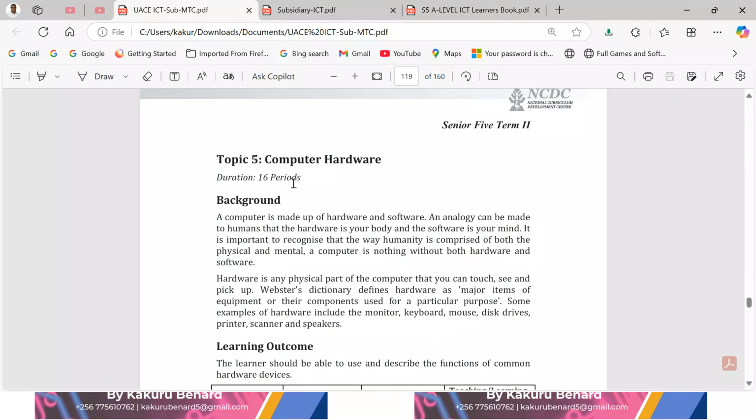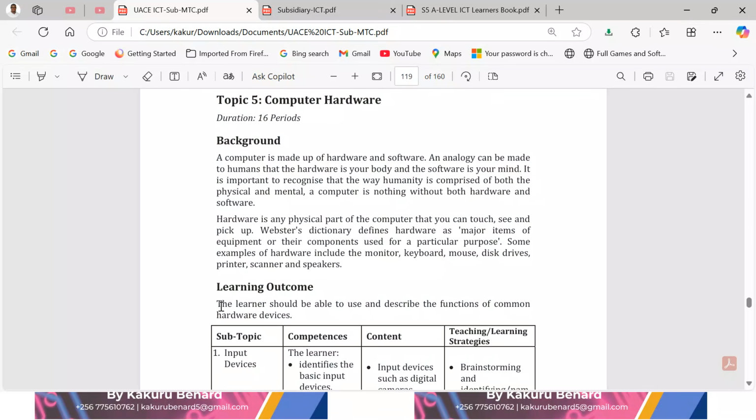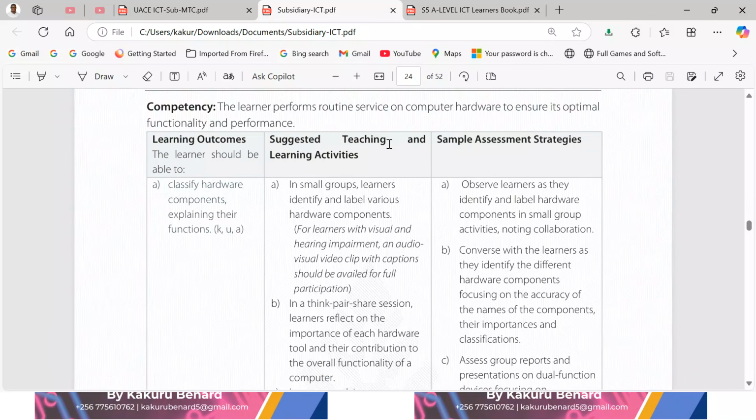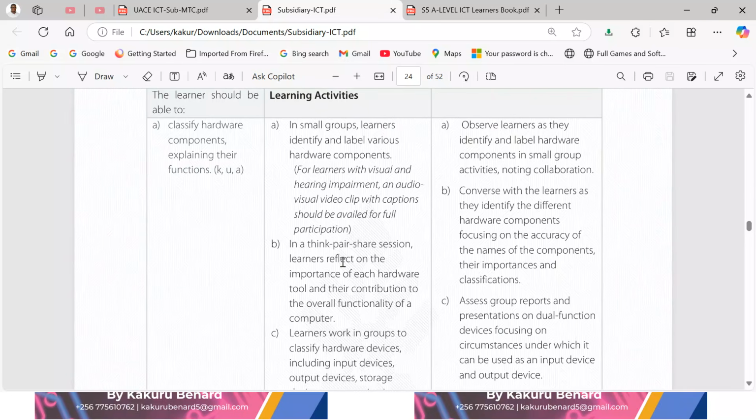When you look at the old syllabus, it has the learning outcome that the learner should be able to use and describe the functions of common hardware devices. So this means that with the aligned curriculum, the competence is far better than the old curriculum. Here we have learning outcomes like the learner should be able to classify hardware components, explaining their functions. Then we have suggested teaching and learning activities, and they are here.